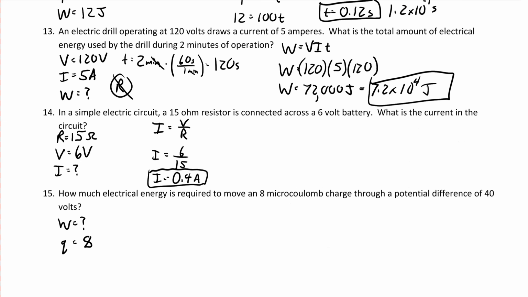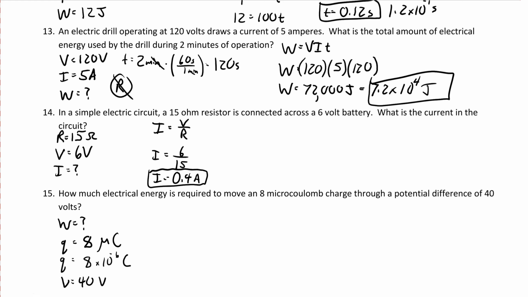Instead of writing the long word out, I'm going to rewrite it with the Greek letter. We want the charge in terms of coulombs. So 8, then replace the micro with times 10 to the negative 6, and then the coulomb. That's how many coulombs it is. And there's a potential difference of 40 volts, so V is equal to 40 volts.